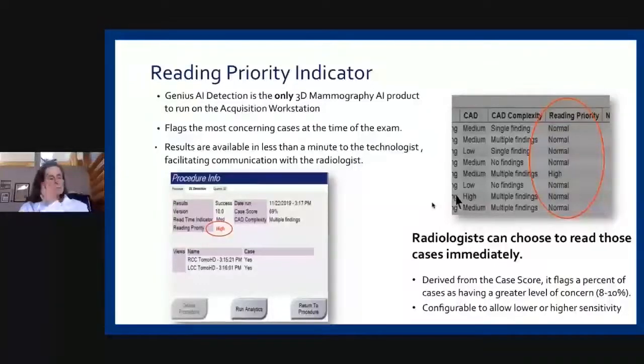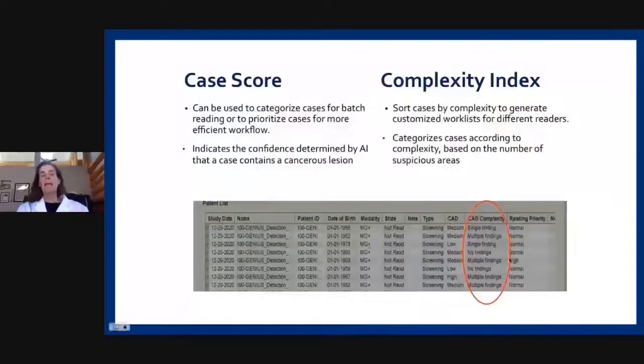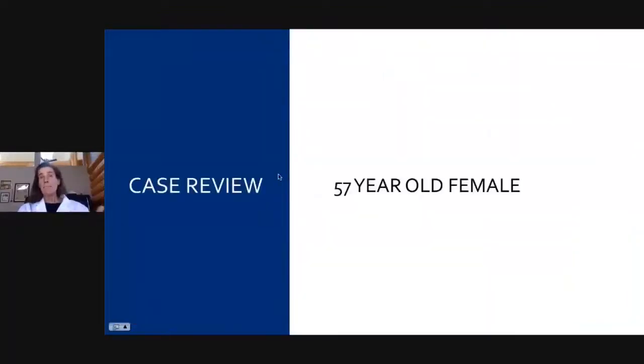And the read time indicator is also something that, again, you can potentially use in a different fashion, so that if this case may be very complex and take a little more time, you may want to put aside different time as opposed to early in the morning or later in the day, depending on if you batch read. And case complexity, again, if there are multiple findings. So again, you can sort those cases if you feel like maybe I don't want to deal with multiple findings right now or at a certain time in the day. And then the K-score, again, how confident the product is that there is a cancerous lesion in that case.